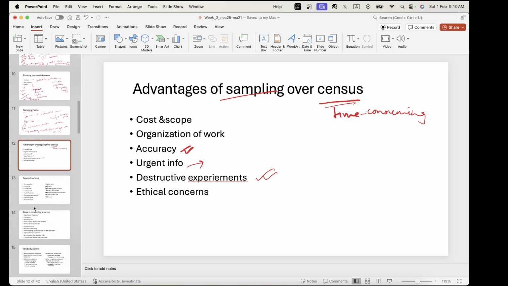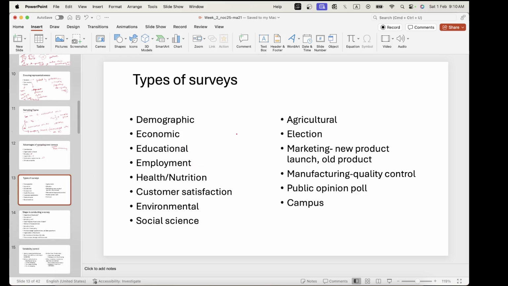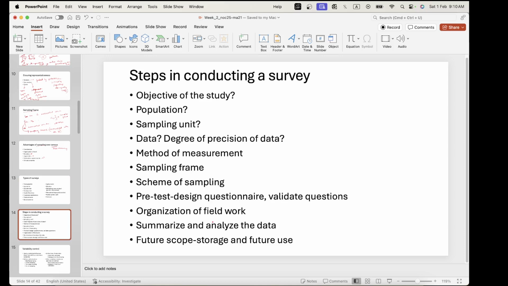Also, we discussed types of surveys. It could be economic, demographic, educational, employment, or all these things discussed in the class. We also briefly touched upon the steps in conducting a survey, like how we should go about performing a sample survey. First and foremost, we should decide what it is that we want to study, and what objective we are trying to achieve with this survey.